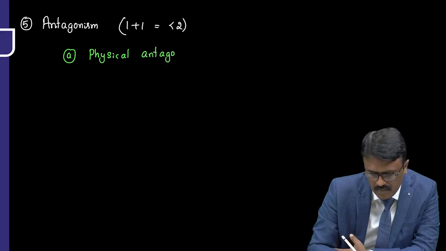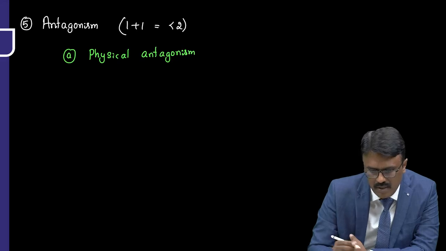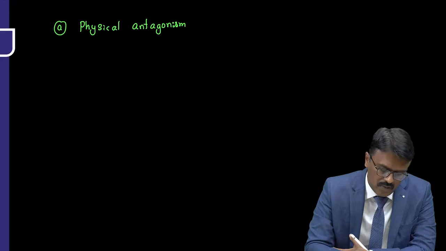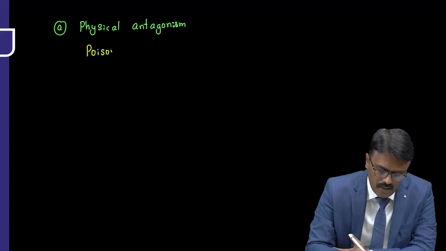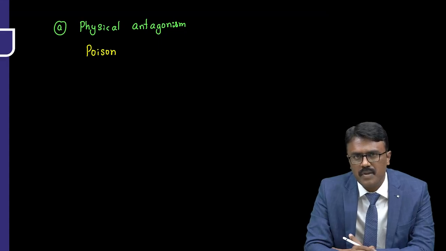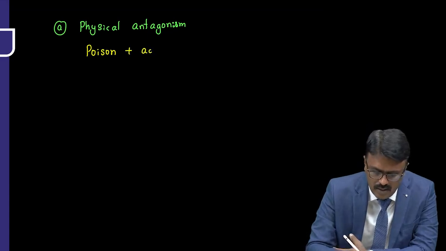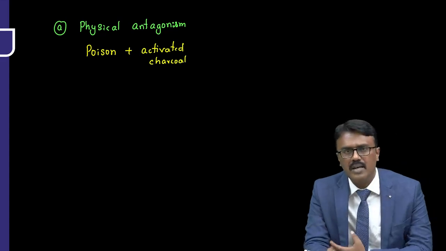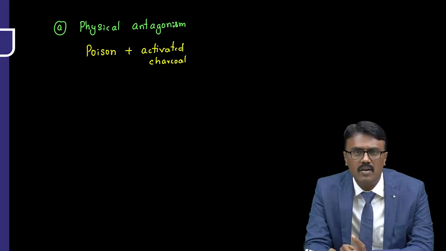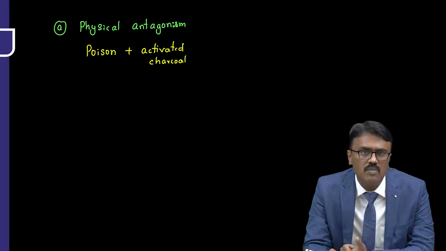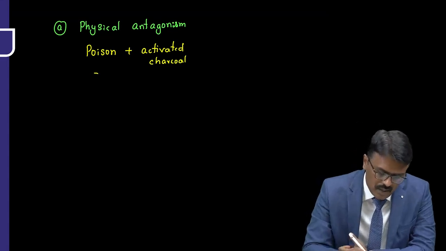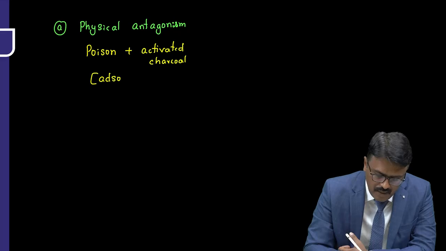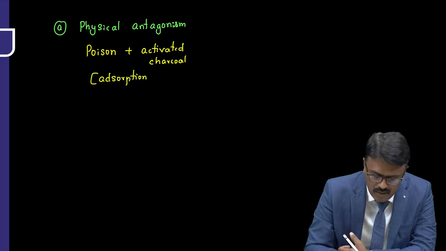Physical antagonism. What do you mean by physical antagonism? Suppose a poison is producing an adverse effect and the action of the poison should be antagonized by something. Who will antagonize the action? It is called activated charcoal. How does it antagonize the action of the poison? It absorbs the poison and the poison cannot give the response. So it is blocking the response. How? By a physical method, that is adsorption. And that's the reason it is called physical antagonism.